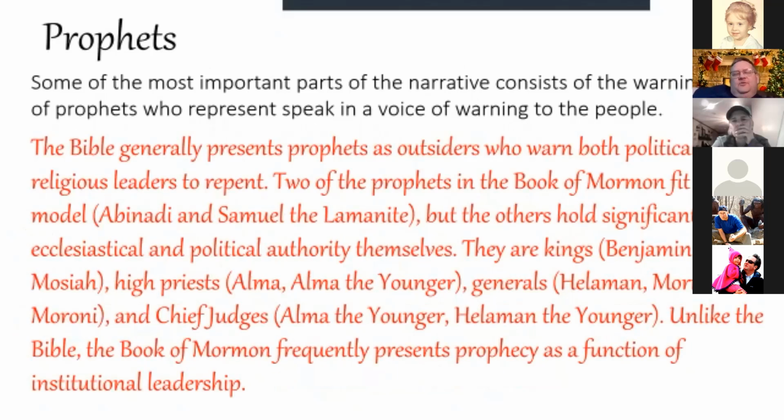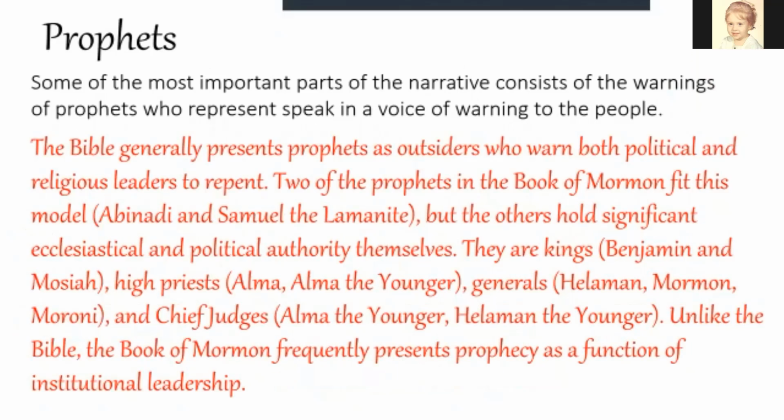Prophets. There are prophets in both the Old Testament and in the Book of Mormon, but there's a huge difference in the prophets. Most of the prophets in the Bible are sort of old, scraggly outsiders who eat locusts and don't bathe, and they come into town and they deliver their message and then they leave. And there are two prophets who act like that in the Book of Mormon, and those are Abinadi and Samuel the Lamanite, who are very much Old Testament prophets.